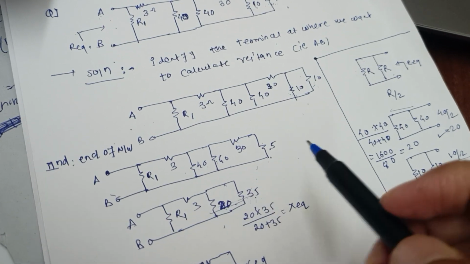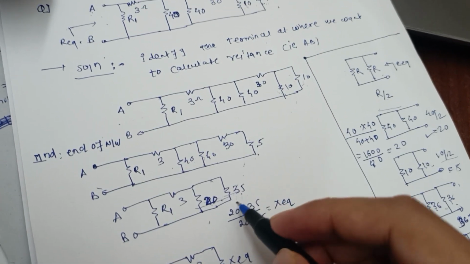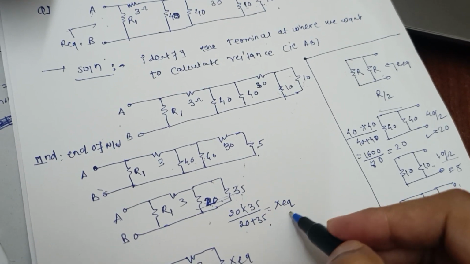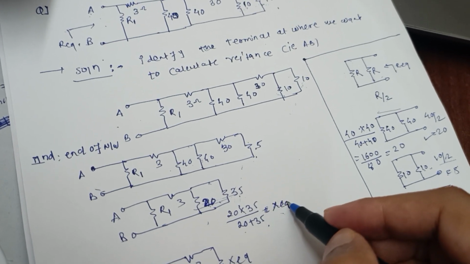Now 35 and 20: these resistor values are not the same. So what will you do now? You will follow the conventional method: 20 into 35 divided by 20 plus 35. I'm not calculating it; I will denote it as X equivalent.